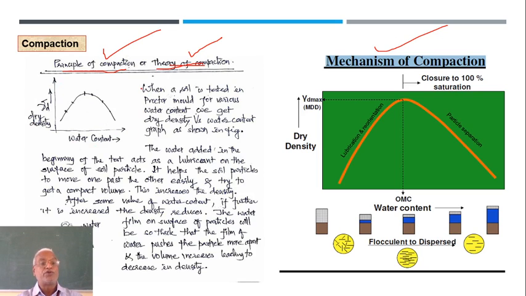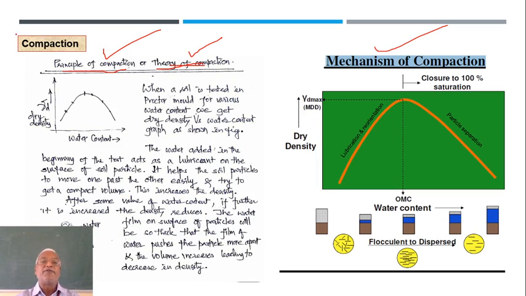Now why it happens so, I'll try to explain here. The water added in the beginning of the test acts as a lubricant on the surface of the soil particles. You can see here there are dry soil particles in the beginning. Now when you add the water, there will be a layer of water surrounding the particles, which helps them to slip one past the other easily and try to get a compact volume. The volume will be decreased. Now this increases the dry density.